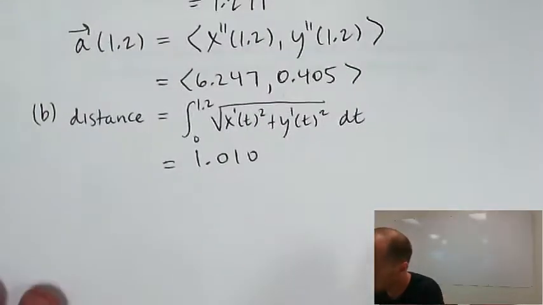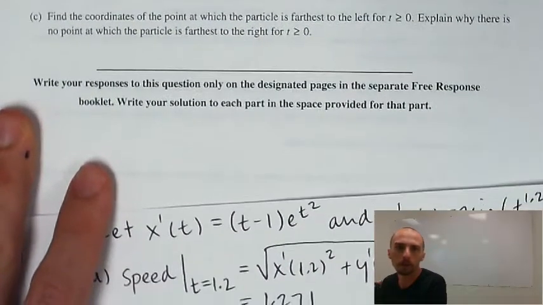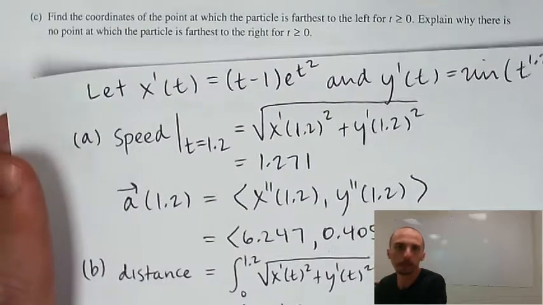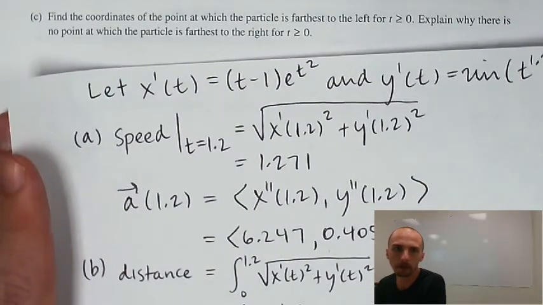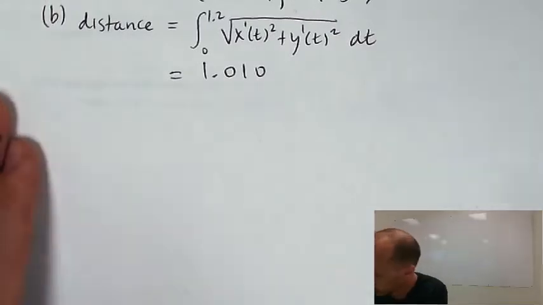Then for part C, this is one where we're going to have to do some explaining, right? Find the coordinates of the point at which the particle is farthest to the left for t greater than or equal to 0. Explain why there is no point at which the particle is farthest to the right for t greater than or equal to 0.